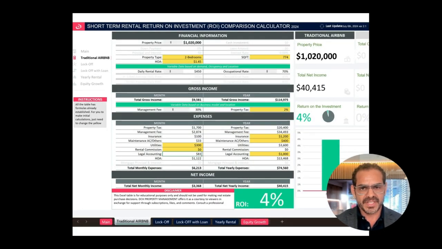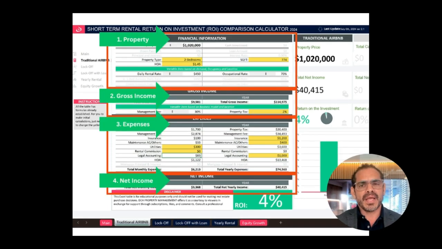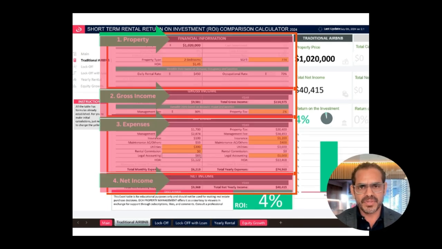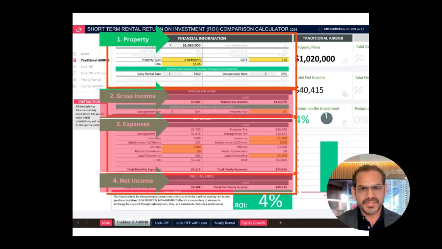First, I'll explain how the calculator works. The calculator has 4 sections. The first section includes complete property details, such as price, type, size, association, if applicable, and something very important, the average rental price per day and the annual occupancy rate. We will discuss this further later.